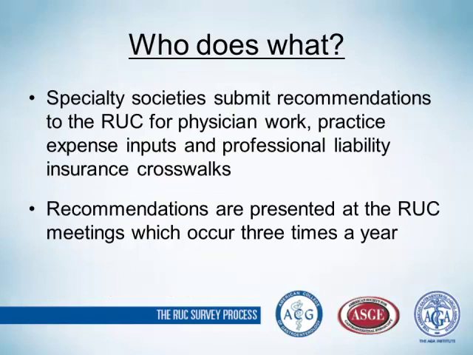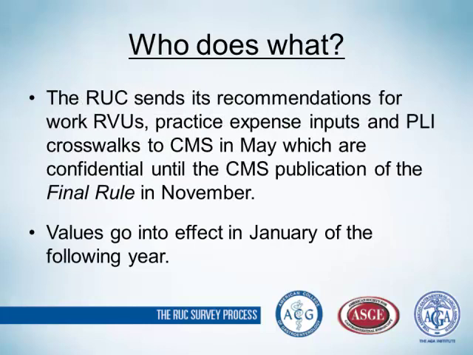The specialty societies will submit recommendations to the RUC for physician work, practice expense, and professional liability insurance crosswalks. The recommendations are presented to the RUC meetings, which occur 3 times a year. The RUC sends its recommendations for work RVUs, practice expense inputs, and professional liability insurance crosswalks to Medicare in May. These recommendations remain confidential until Medicare publishes the final rule in November. The values will go into effect then in January of the following calendar year.